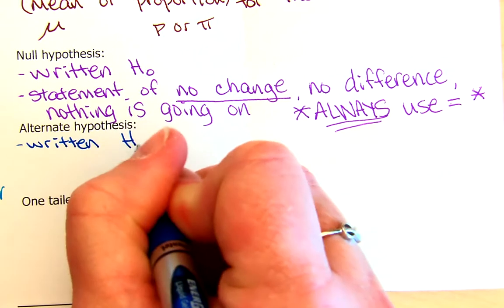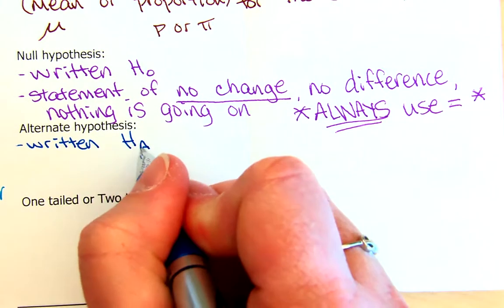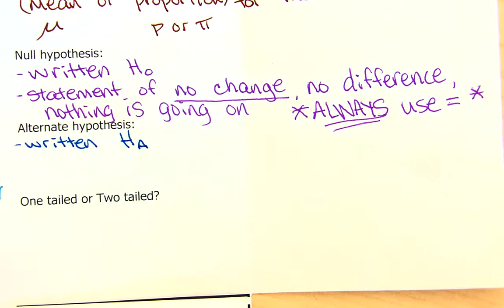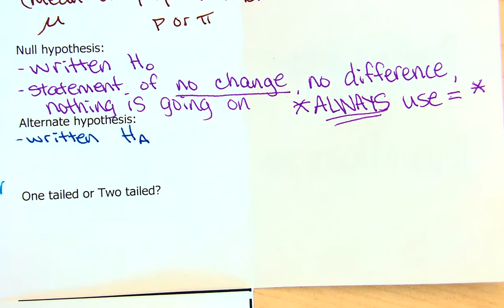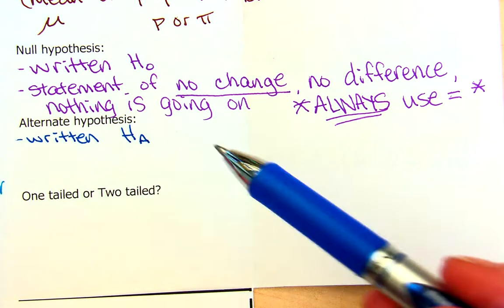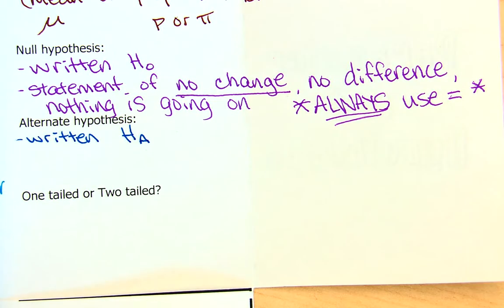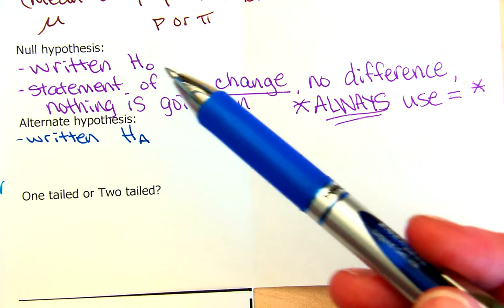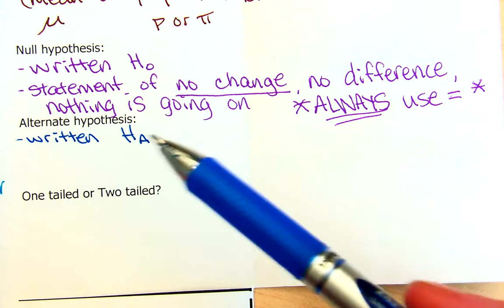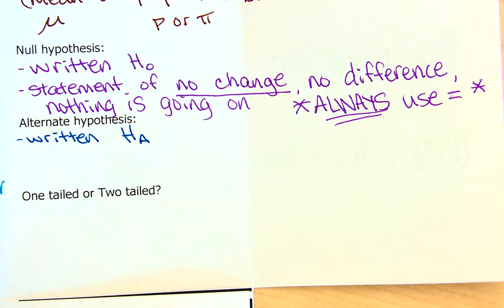Our alternative is written as H sub A. So we have an H0 and an HA. So this H sub A is our alternative. H sub 0 is the null. Most of the time, I just write it using this notation. I don't write out the alternative hypothesis is. I'll just write HA.